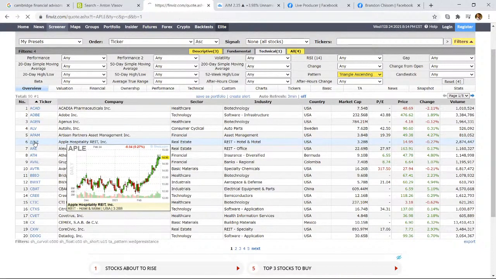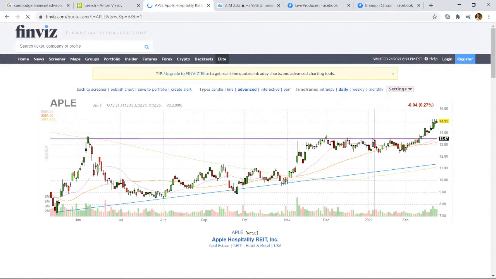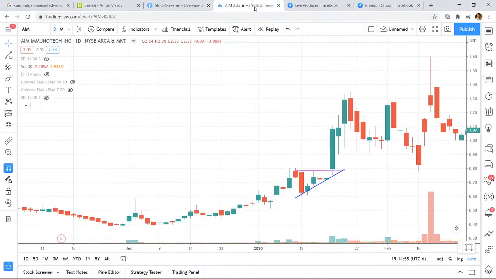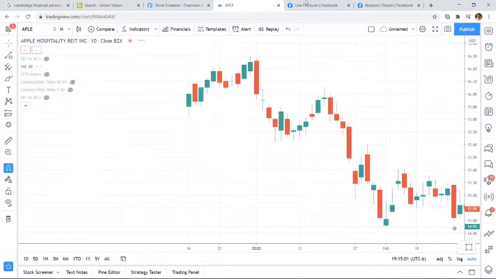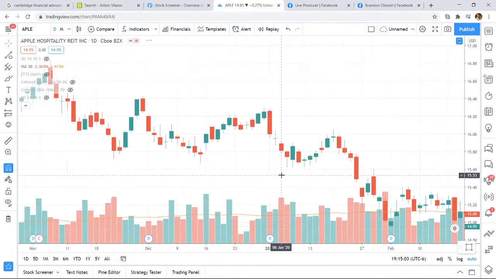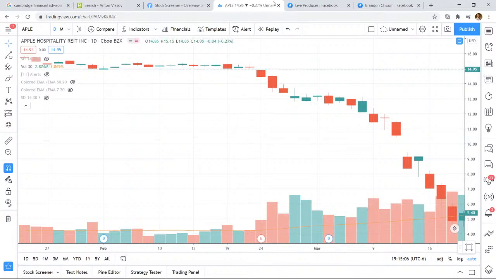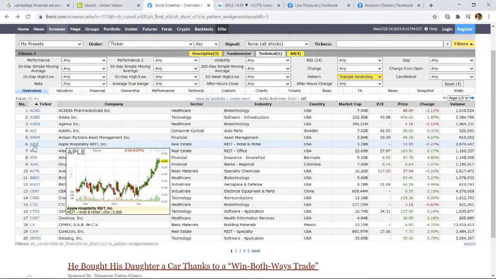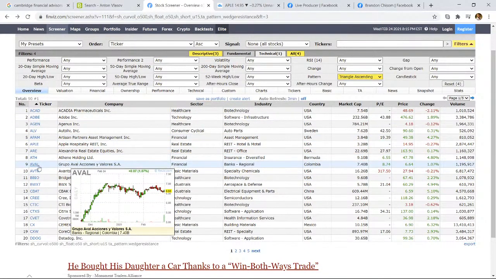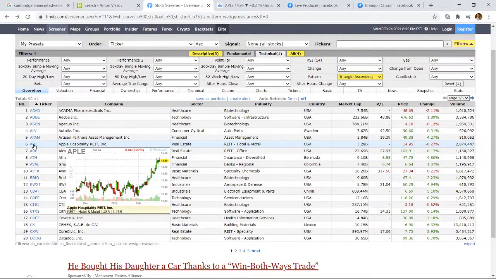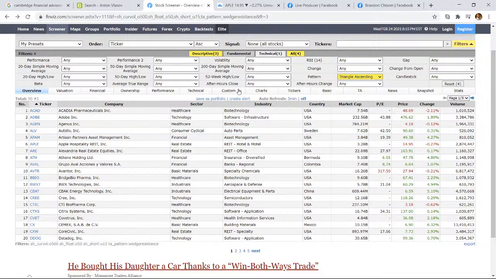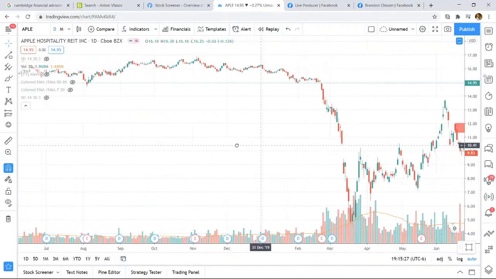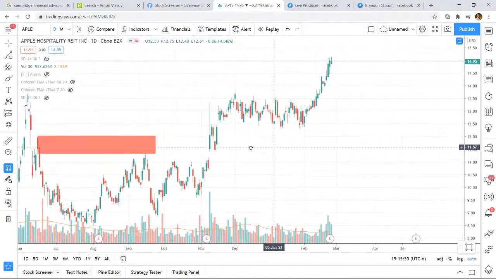Actually, this is one. Let's take a look at this one. Let me go back. APLE. So APLE, if you look at the stock, well, let's just use the screener. This will be much easier. APLE, February of this year. Let me go back. Looks like I've actually charted it before.